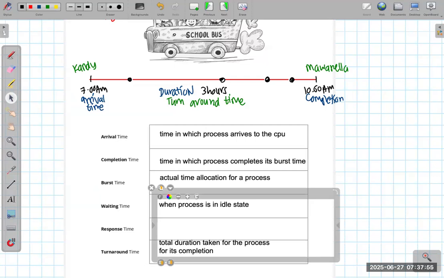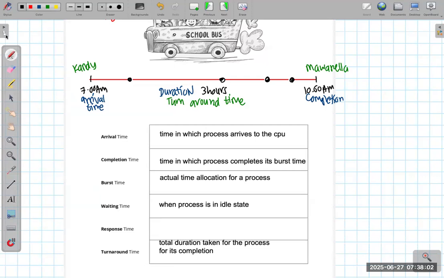Response time is basically the time taken to respond. Now we know that the bus arrives at 7 a.m., but the bus actually moved at 7:15. So at 7:15 only the bus started moving. The class was supposed to start at 8 o'clock, but the teacher started at 8:15. So the 15 minutes is the response time. The response time is the time at which the process was first taken to the CPU.